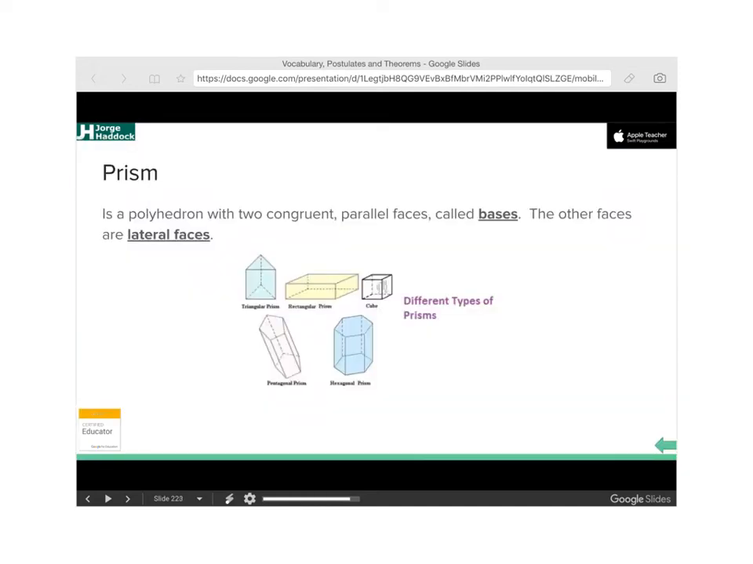Hi, so in this video we're going to be working with prisms and cylinders, more precisely with the surface area and lateral areas. So first of all, a prism is a polyhedron with two congruent parallel faces called bases. The other faces are lateral faces, right?